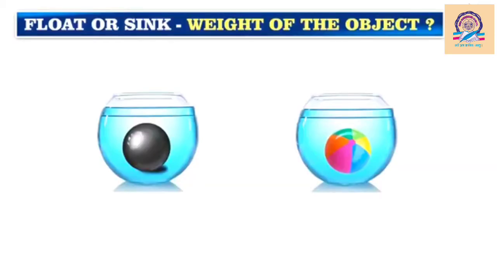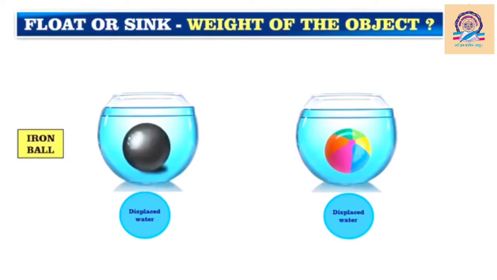Now let us come to the second important factor. It is the weight of the object. What will happen if the weight of the displaced water by two different objects is same, but the weight of the objects is different? Let us try to understand this. Here is an example of two balls of same size. One is an iron ball and the other is a plastic ball.